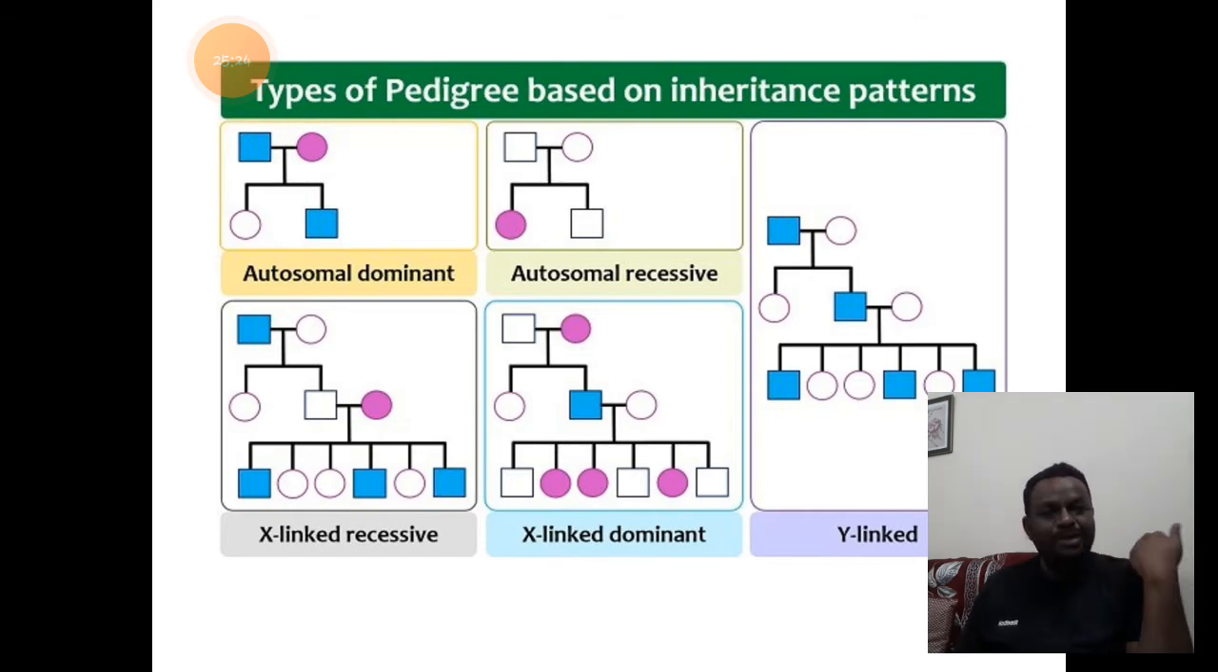Coming to allosomal types, in X-linked dominant, the condition here is that if the father is affected, all the daughters will get affected.